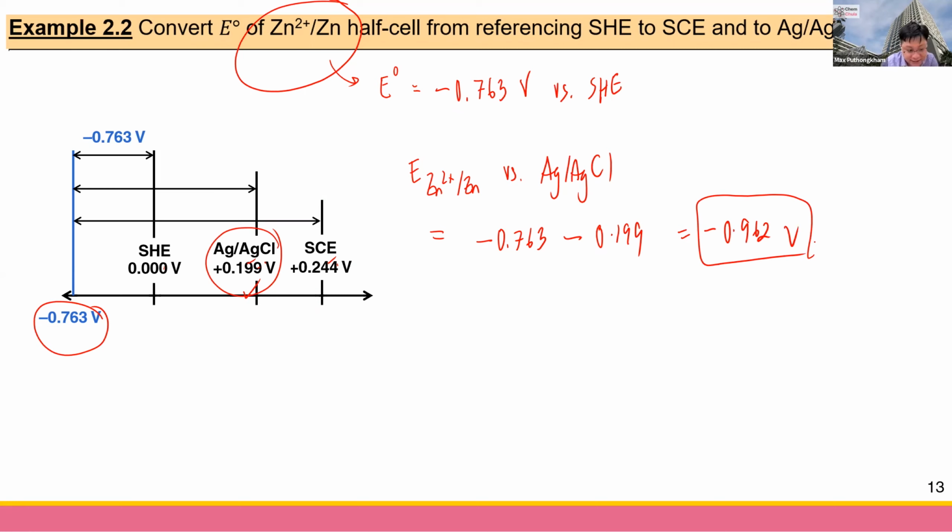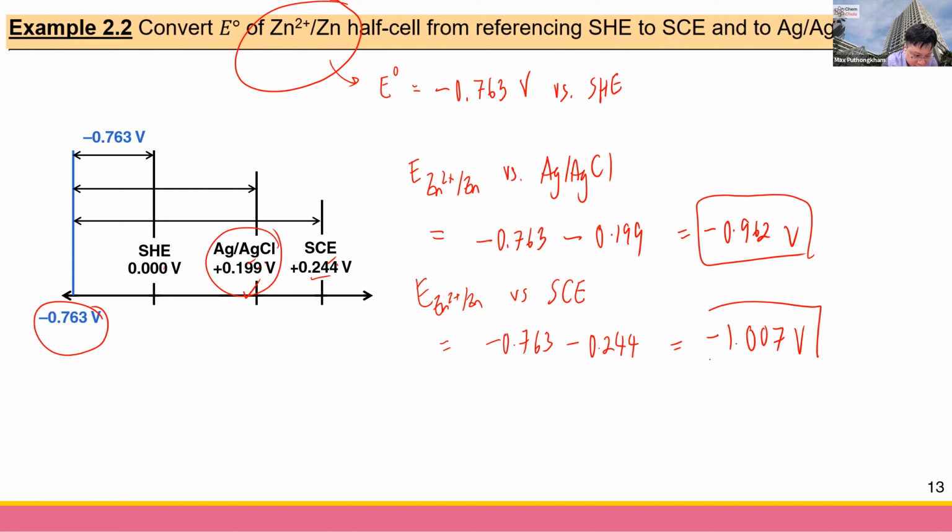Minus 0.962 volt. What about versus calomel? You do the same thing, right? You subtract the electrode potential of the saturated calomel. So this is going to be minus 0.763 again, minus 0.244, and you get minus 1.007 volt. So basically, this is it for this example. Any question for this one?